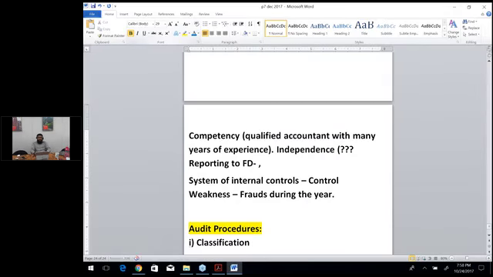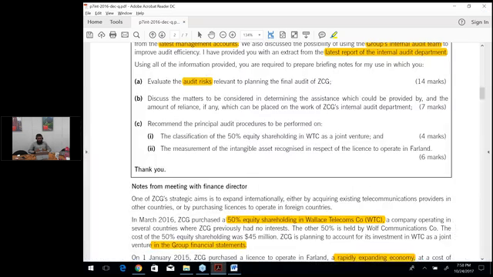Now, see, the question tells you this is a very important point. The procedures are to be performed on classification of a 50% equity holding, classification of 50% shareholding as a joint venture. So joint venture means joint control. You need to perform the procedure which could tell you whether there is joint control or not. Remember, you don't have to perform the procedure on measuring this joint venture. You have to perform the procedure on the classification area only. So the 4 marks are just about classification.